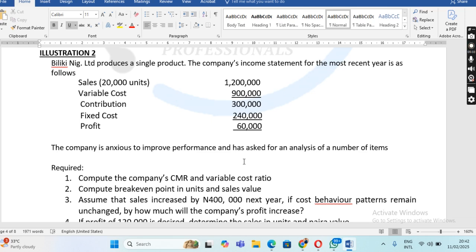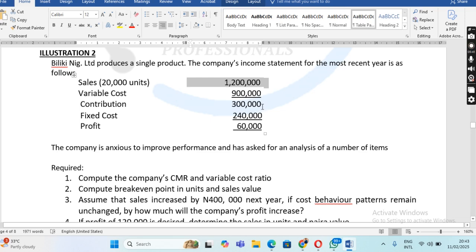You can use the selling price per unit, but in this question, your sales value is given to you, and your contribution value is given to you. So you don't need to use the selling price. Use the total contribution given to you divided by the total sales given to you, since it is given as sales of 1.2 million and total contribution of 300,000.